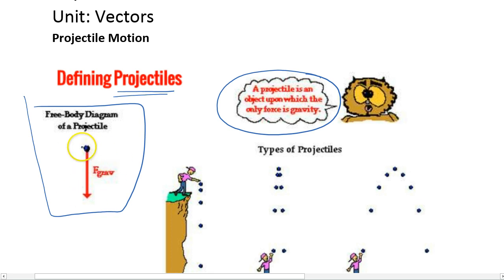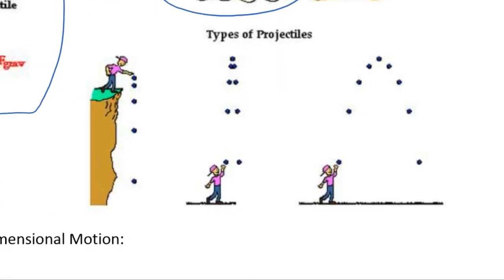All we do know is that since the force of gravity is downwards, it must be accelerating downwards, so the change in velocity must be downwards. So if it's going up, it's slowing down. If it's going down, it's speeding up. Okay, so here are some examples of projectiles.